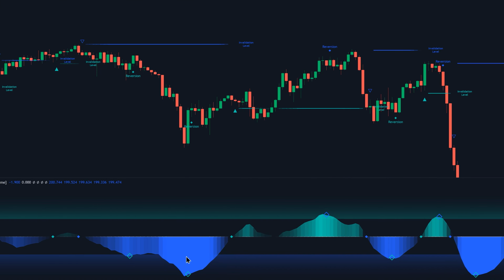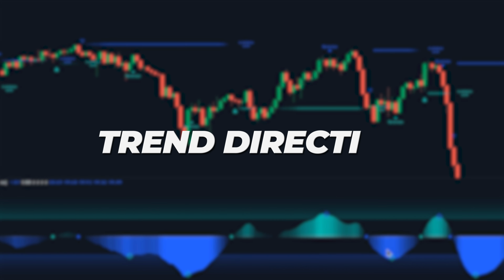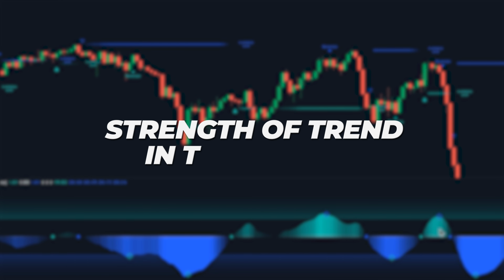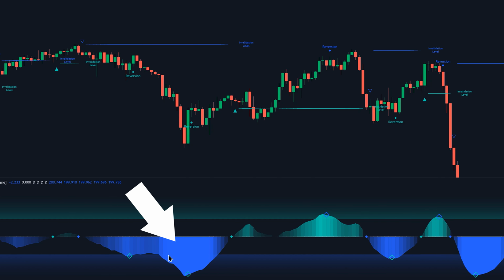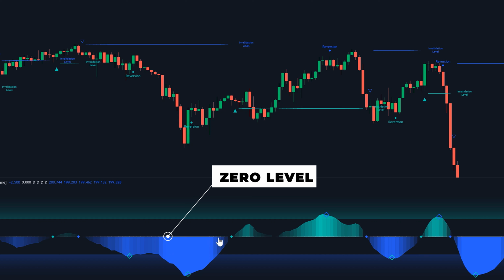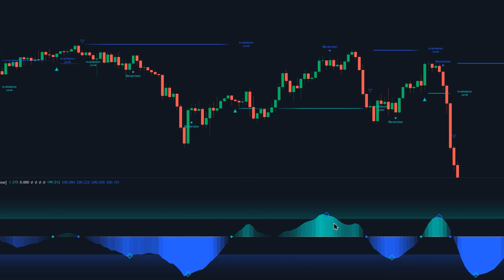As you can see, we have this oscillator that changes color between teal and blue, and it's going to be used to indicate the trend direction and the strength of the trend in the market. This oscillator oscillates around the zero level, which is this line at the center. Whenever the oscillator is above the zero level, that indicates that the market is in a bullish trend. Conversely, as the oscillator shifts and goes under the zero level, that indicates that the market is in a bearish trend.